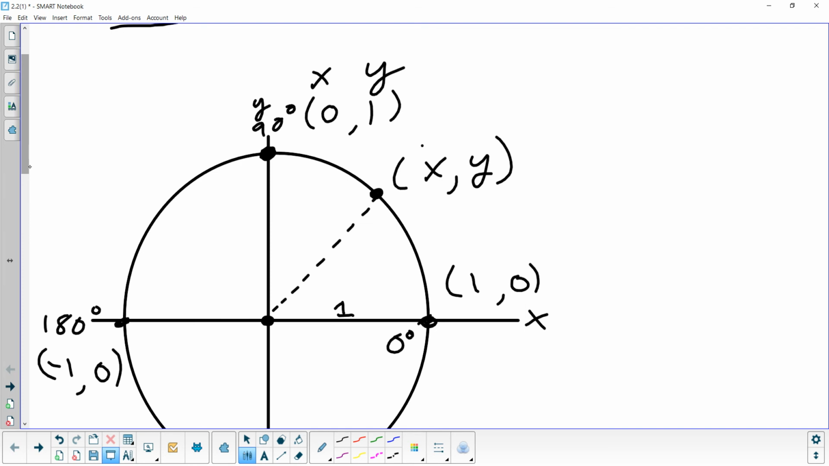But some angles, like if you said, well, what's the coordinate for 10 degrees? That's a hard one. So there are going to be certain angles that we don't use this method for. Okay, but angles that are multiples of 30 or 45 are going to work perfect on this. Okay, and those are the ones we're going to focus on.